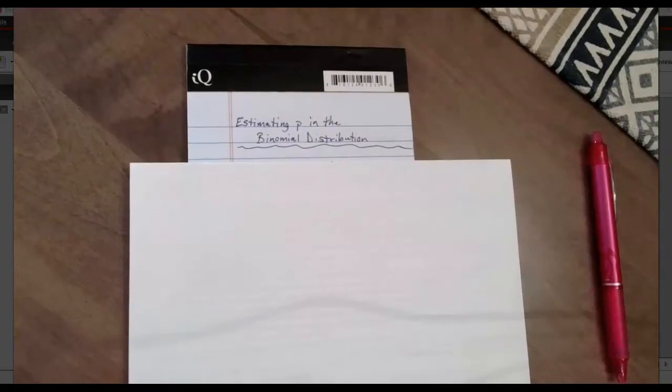Today's topic is estimating P in the binomial distribution. I'm going to be referencing some thoughts that we've had recently about finding mu in a distribution where we either do know sigma or do not know sigma, because there's a lot of similarities here. All right, I'm going to do some compare and contrast.